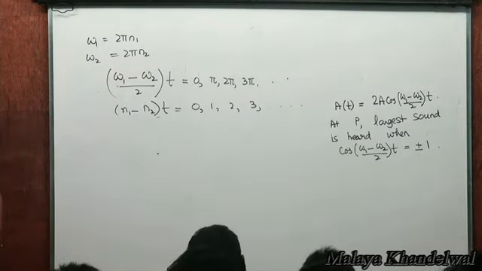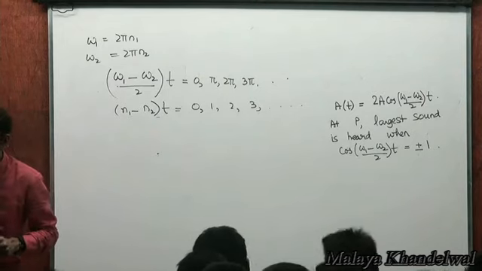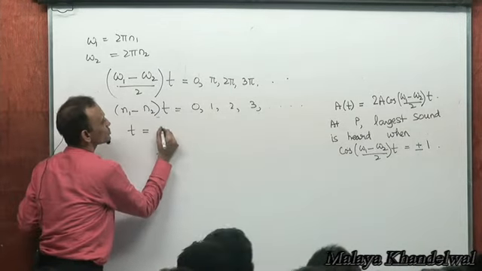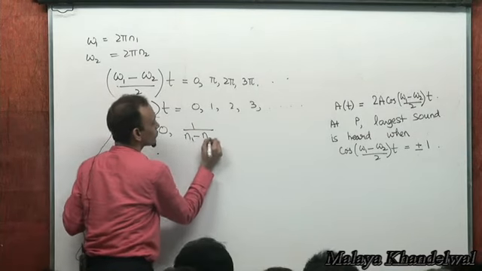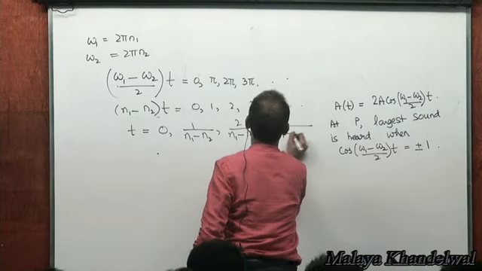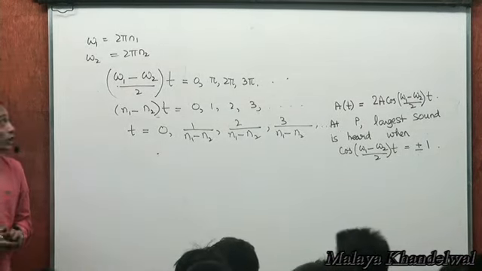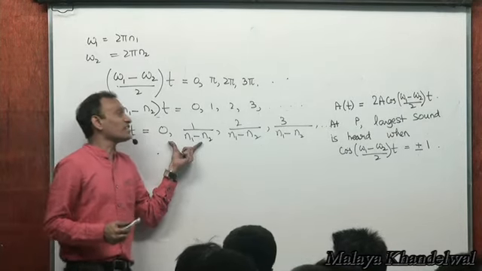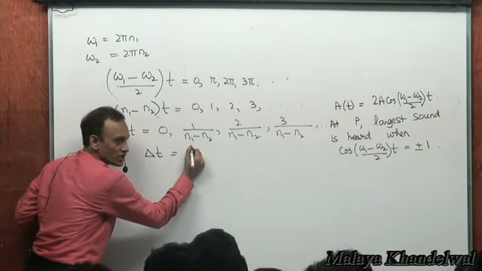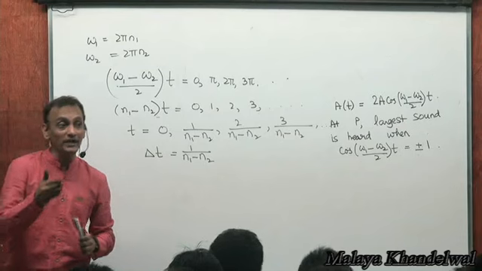At these instants of time, you will hear a large sound because of the difference in frequencies, right? Then, at these instants, 0, 1 by n1 minus n2, 2 by n1 minus n2, 3 by n1 minus n2, you hear large sounds. And the time interval between two large sounds is the same, yes or no? Do you realize that the time interval, delta T, between two large sounds is 1 by n1 minus n2 seconds?